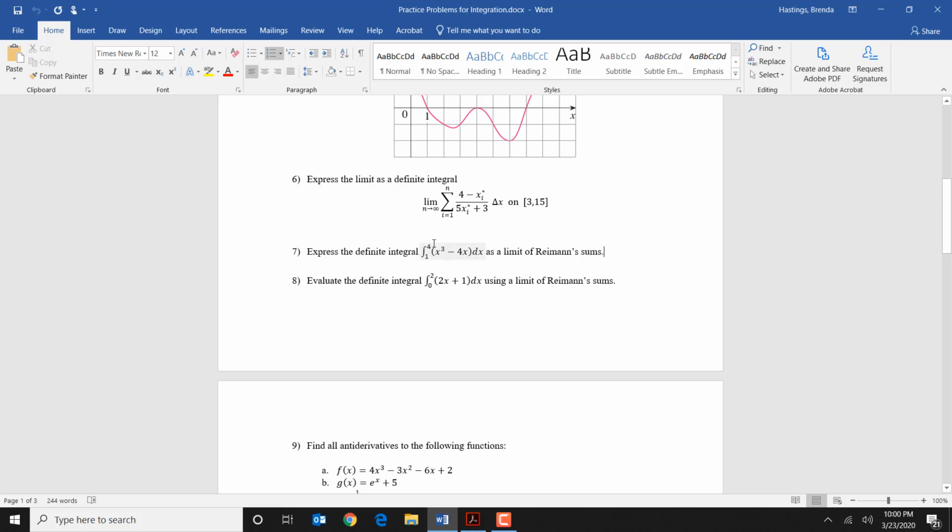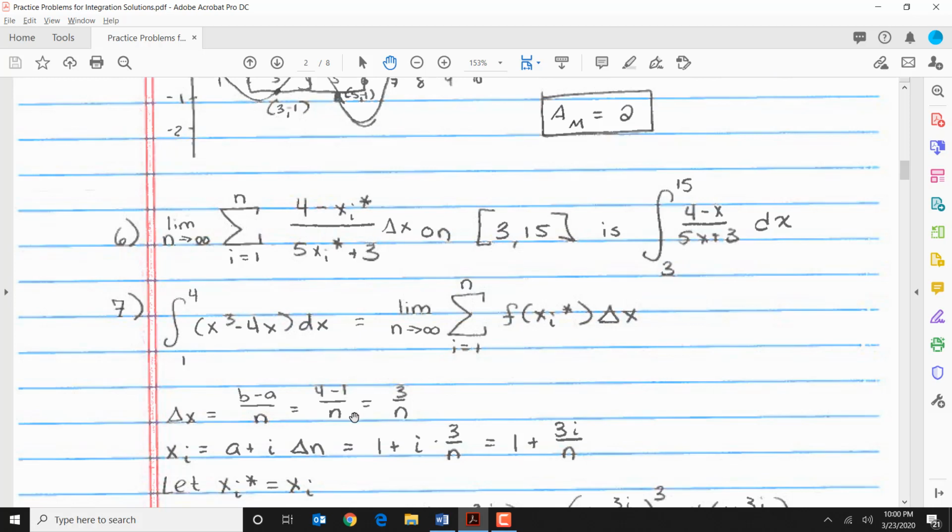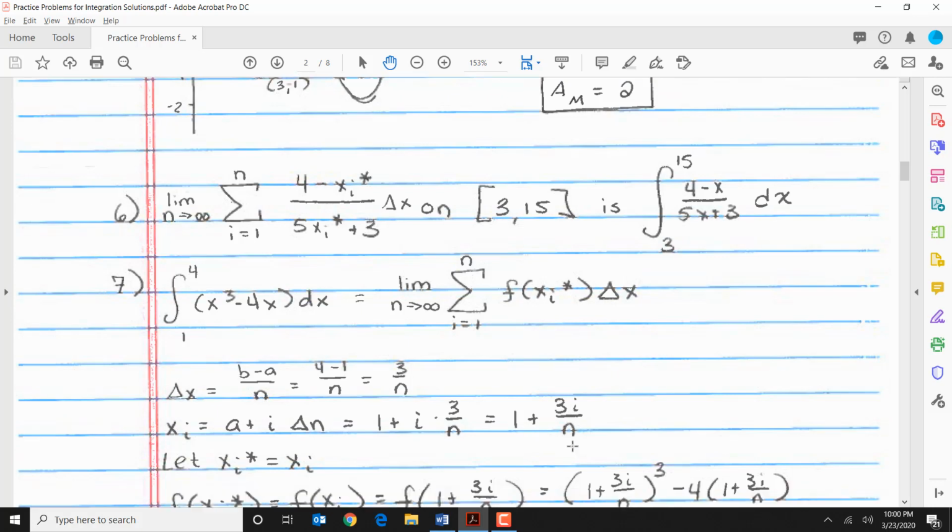That's my a and b, so 4 minus 1 over n. N is technically infinity, so we'll leave it as n, and we get 3 over n. Our xi star is going to be a plus i delta x. So a is where I start, which is 1, plus i times our delta x, which is 3 over n, which gives us 1 plus 3i over n.